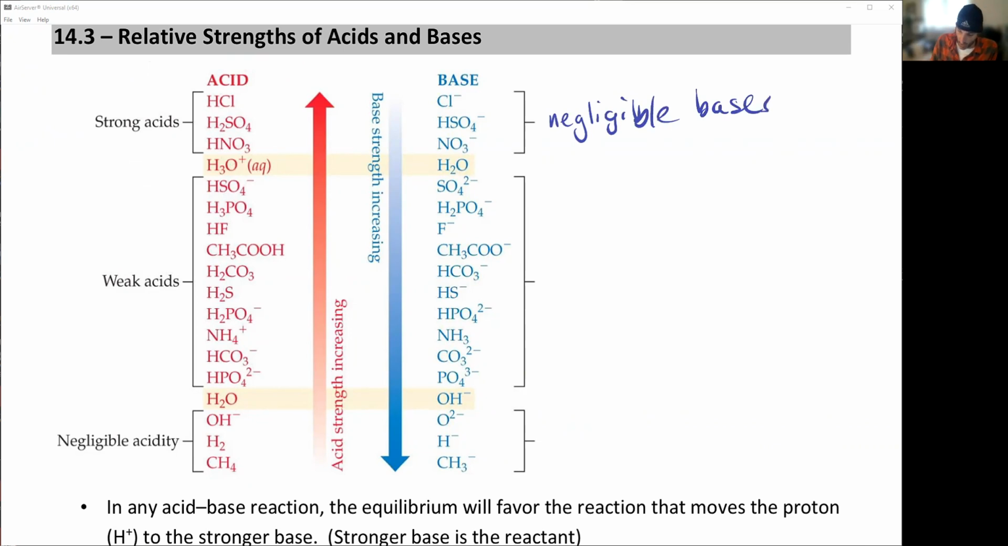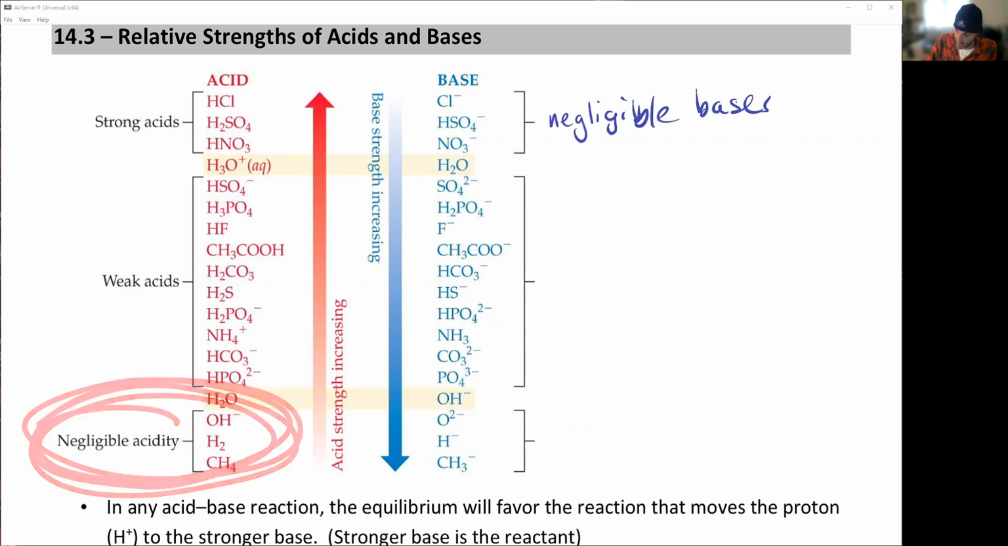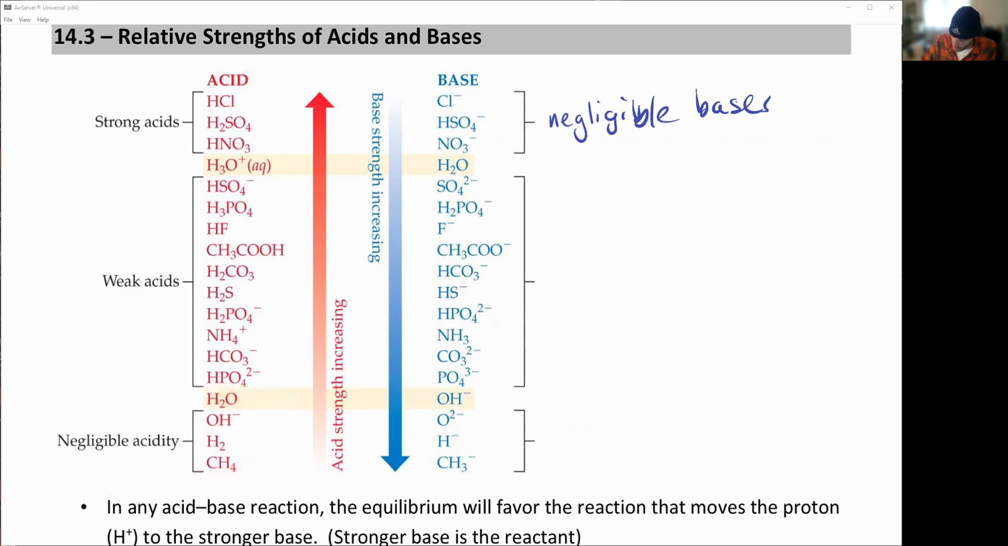Okay. On the other side of things, if I have something that's not very good, a negligible acid, it actually is going to give rise to a strong base. So those three right there, H peroxide, H minus, and CH3 minus are all very strong bases. And then you're okay at being one thing, you're okay at being the other. So weak acids give rise to weak bases.